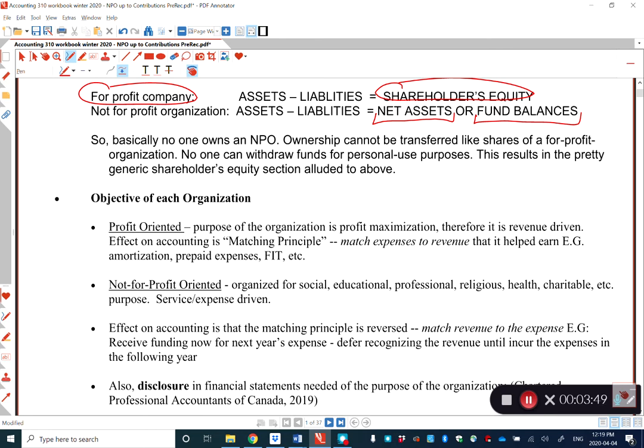So no one owns an NPO. You can't transfer ownership like shares. No one specifically can withdraw any funds for any personal use purposes, right? There's no ownership, so there's no dividends that get paid out of shareholders' equity. You can't buy and sell shares, right? Buy shares for a low price, sell them for a high price of a not-for-profit organization. So the shareholders' equity section tends to look pretty generic. And we'll take a look at what those look like.